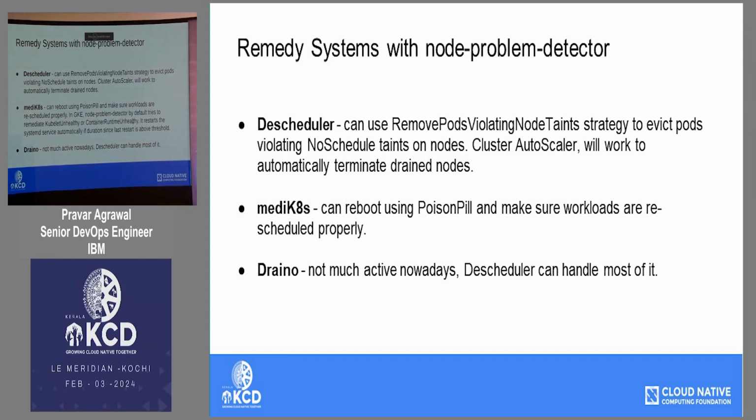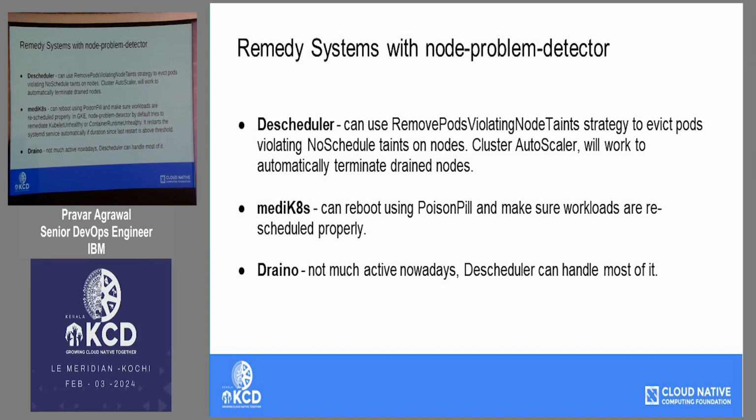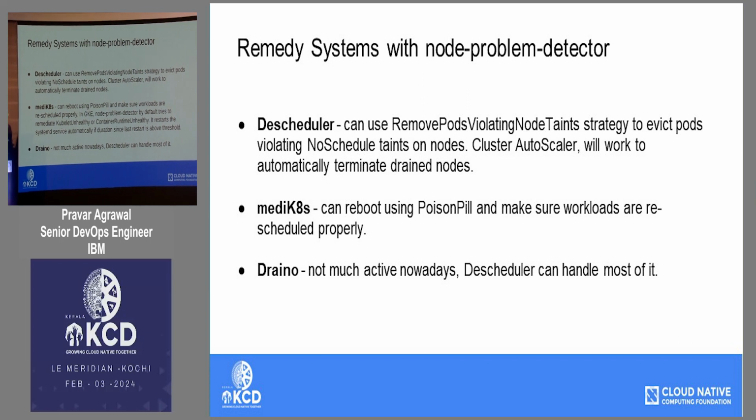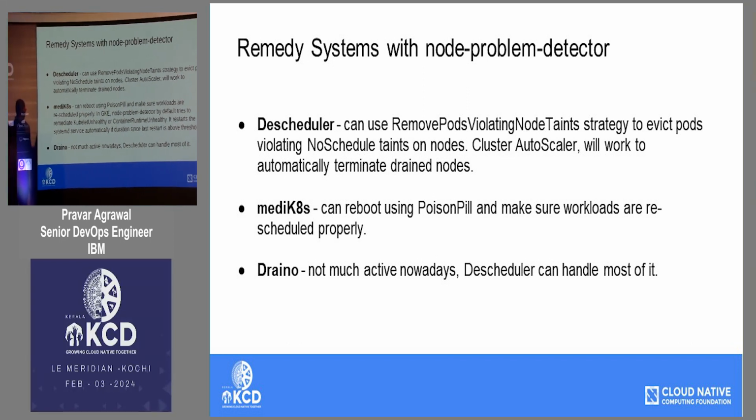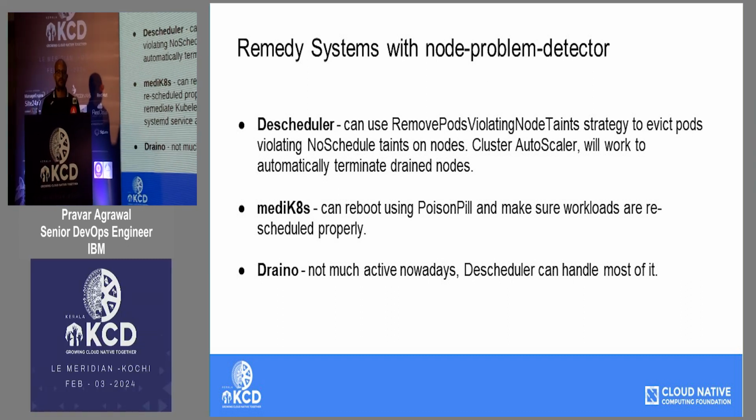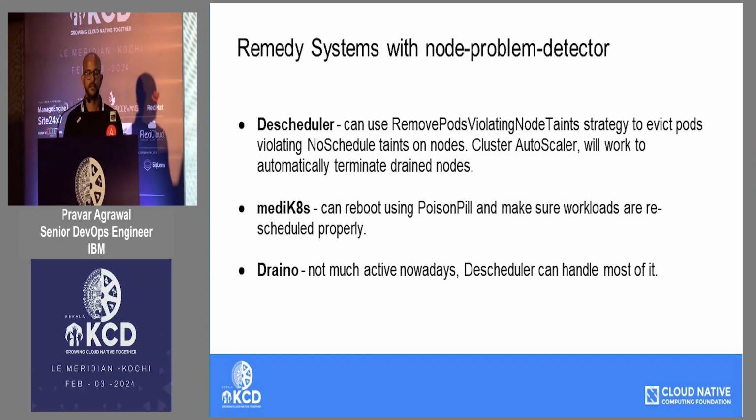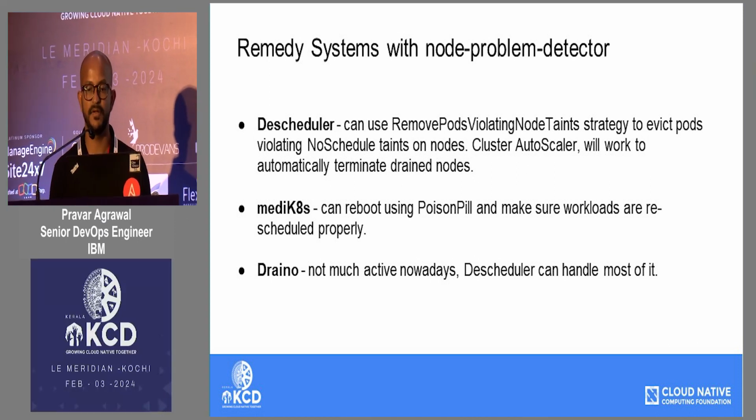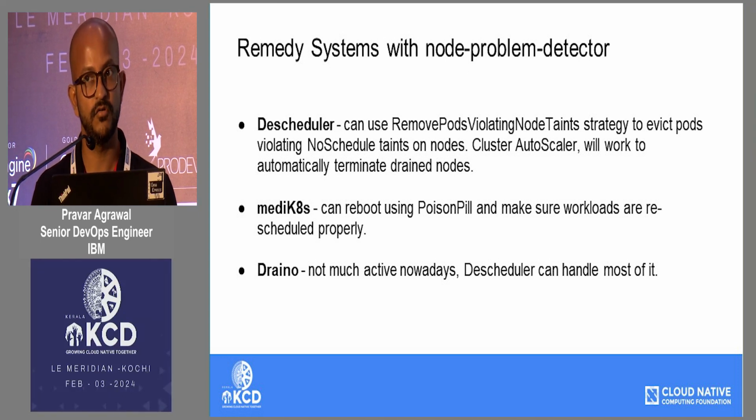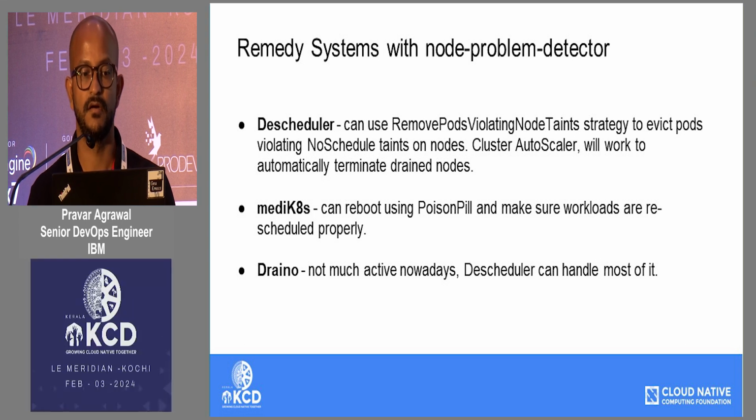Yeah, so remediation systems, like I mentioned earlier, are something which comes one step after the node has reported the problems or NPD has detected certain problems. And the very first to discuss is basically descheduler. It is a very well known project now, and many folks are using it. It has multiple strategies to deal with scheduling and rescheduling your pods in your cluster based on certain conditions.